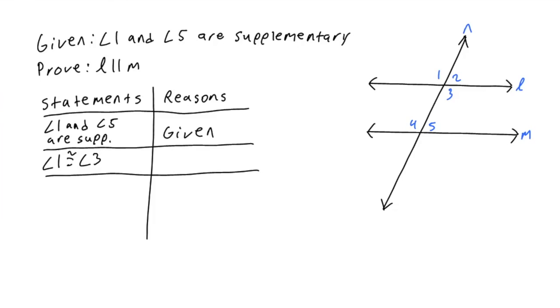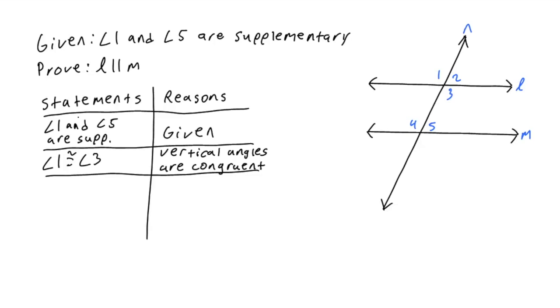And we can say that because vertical angles are congruent. Now, we look at our previous statements. We've said that angle 1 and angle 5 are supplementary, and angle 1 is congruent to angle 3. We've said two things about angle 1. That means we can find a relationship between angle 3 and angle 5.